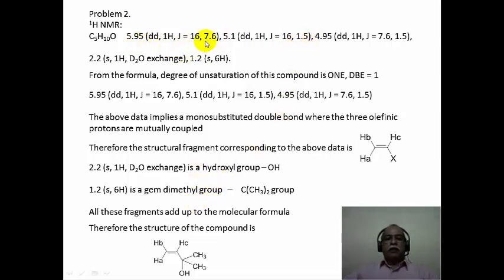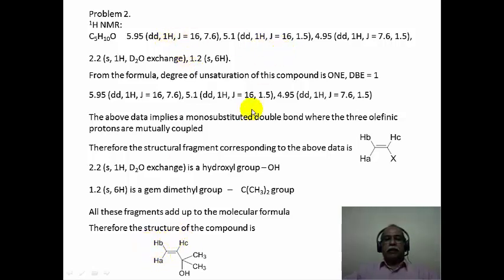So this particular resonance, which contains both the trans coupling as well as the cis coupling, would only correspond to this particular hydrogen Hc. So the Hc comes at 5.9 ppm. The second signal at 5.1 consists of a trans coupling and a geminal coupling, which would mean the Ha hydrogen. Finally, Hb comes at 4.95 with a cis coupling and a geminal coupling. So Hb is cis with respect to Hc, and it is geminal with respect to Ha.